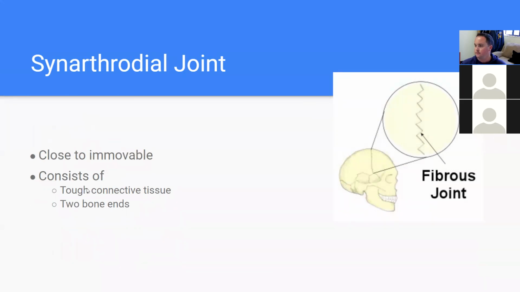For example, something like this. I will post this picture to give you the example. Just so you know, don't judge me. That's supposed to be the side of a skull. So that's what it is.